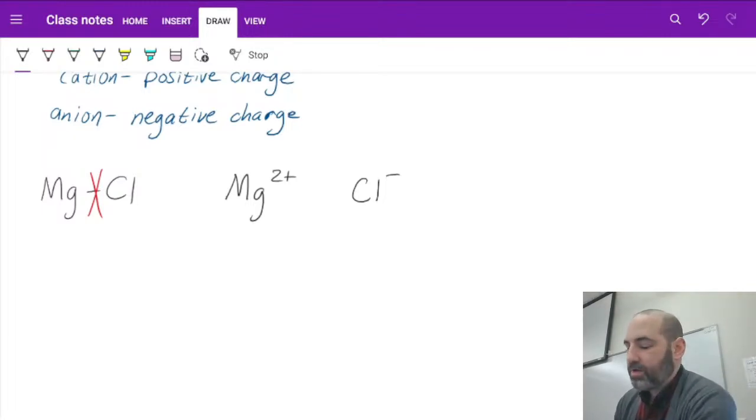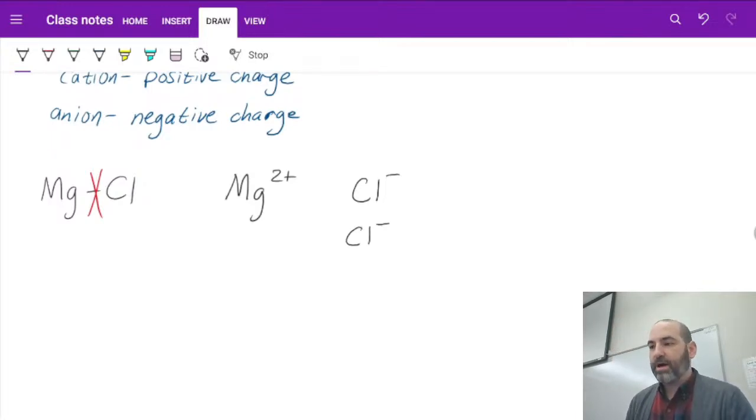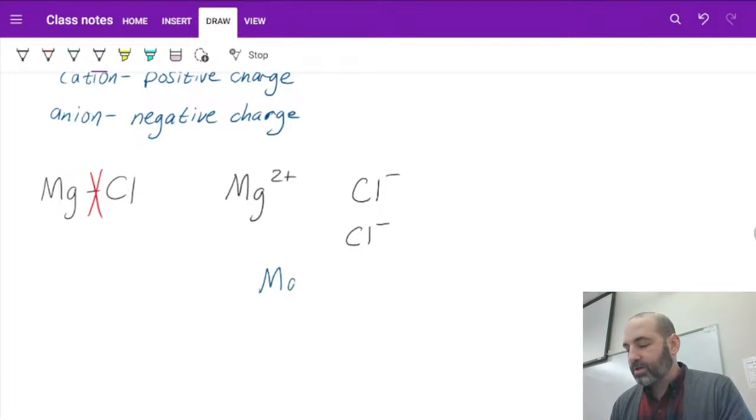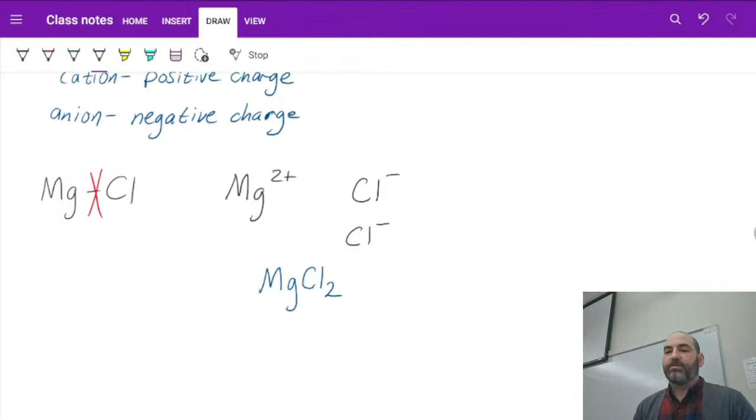So instead, we have to put them in a 2-to-1 ratio so that the overall positive charge is +2 and the overall negative charge is -2. +2 -2 makes neutral. So a neutral ionic compound of magnesium and chloride would have twice as many chloride ions as it would magnesium ions. And the way that we express this in a chemical formula is using subscripts. So MgCl2. So notice how this is a little bit different.